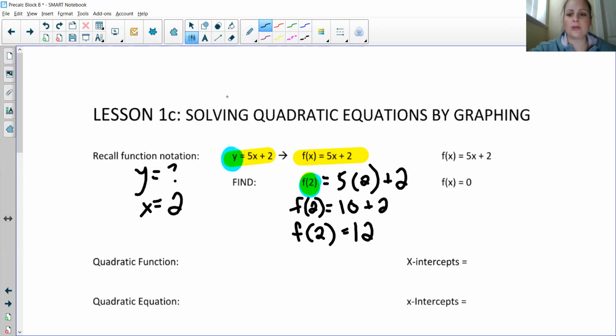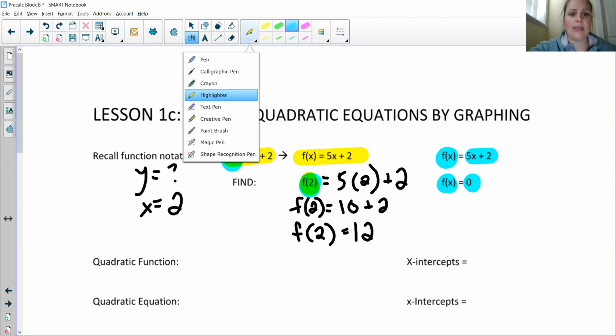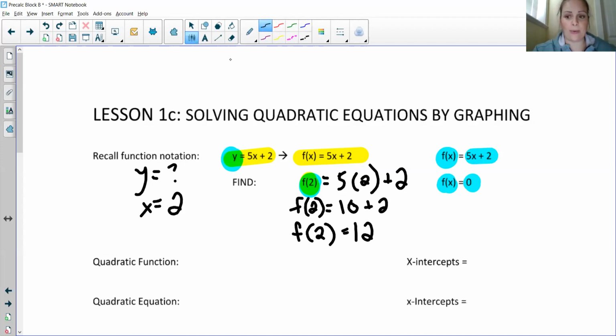The other function notation here is f of x equals 0. So that's saying the whole thing equals 0. F of x also equals 5x plus 2. That means that using the transitive property, 0 must also equal 5x plus 2. So this is the same thing as saying, hey, y equals 0, find what x equals, back in the old days. Okay, so here's where you have to use a little algebra.